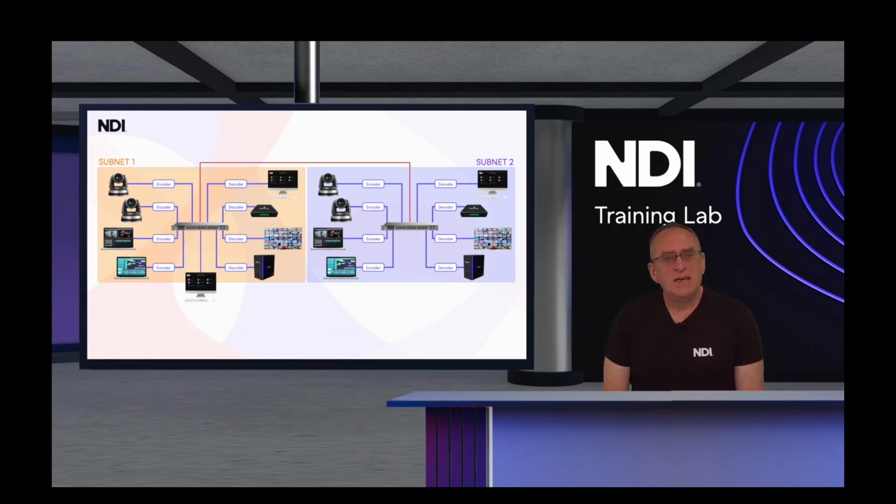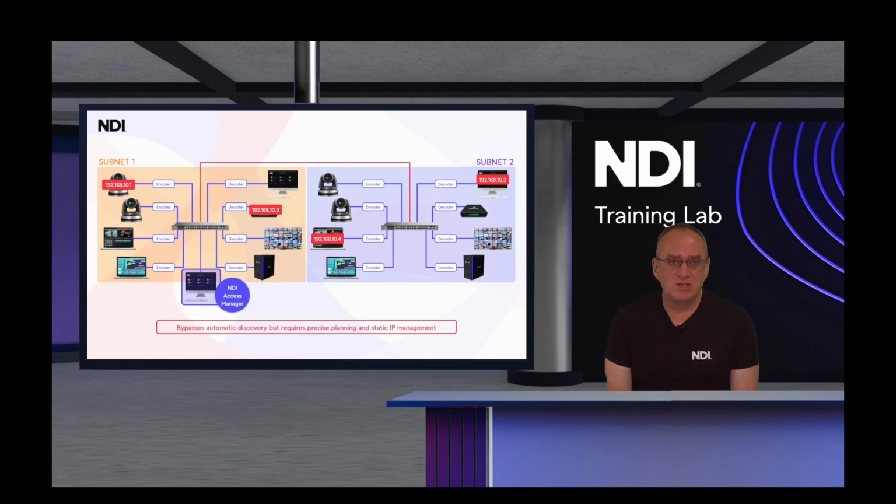The second option is manual configuration via NDI Access Manager in scenarios where a discovery server is unavailable. NDI Access Manager allows you to specify the IP addresses or host names of NDI sources manually. This method bypasses automatic discovery but requires precise planning and static IP management. It's best suited for fixed installations with known devices.